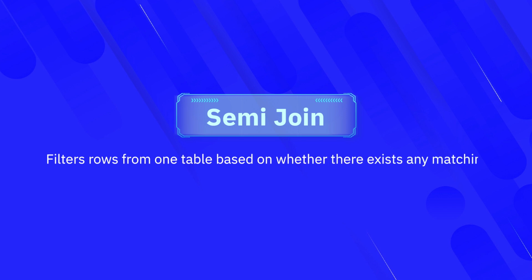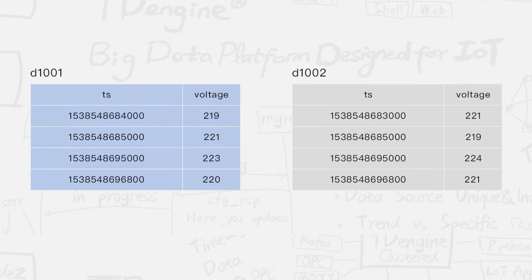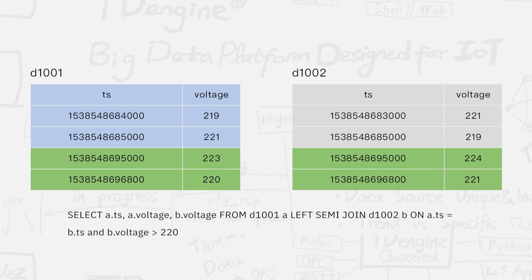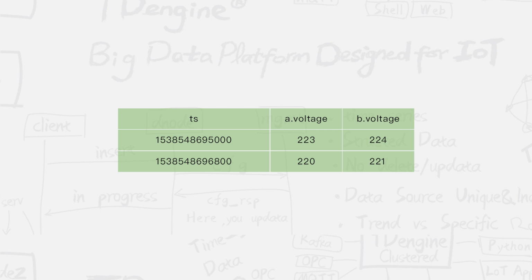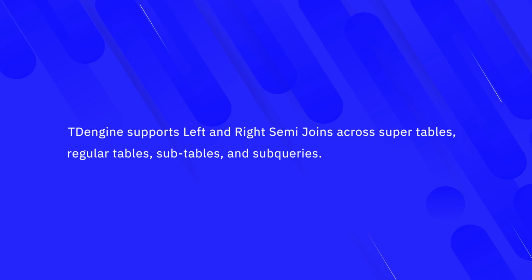A semi-join is used to filter rows from one table based on whether there is any matching data in the other table. It's similar to using in or exists. For example, to find voltage values from table D1001 where there are corresponding values in table D1002 with the same timestamp and a voltage greater than 220, the SQL query would be as follows. The result of this query is displayed on screen. TDengine supports left and right semi-joins across supertables, regular tables, subtables, and subqueries.